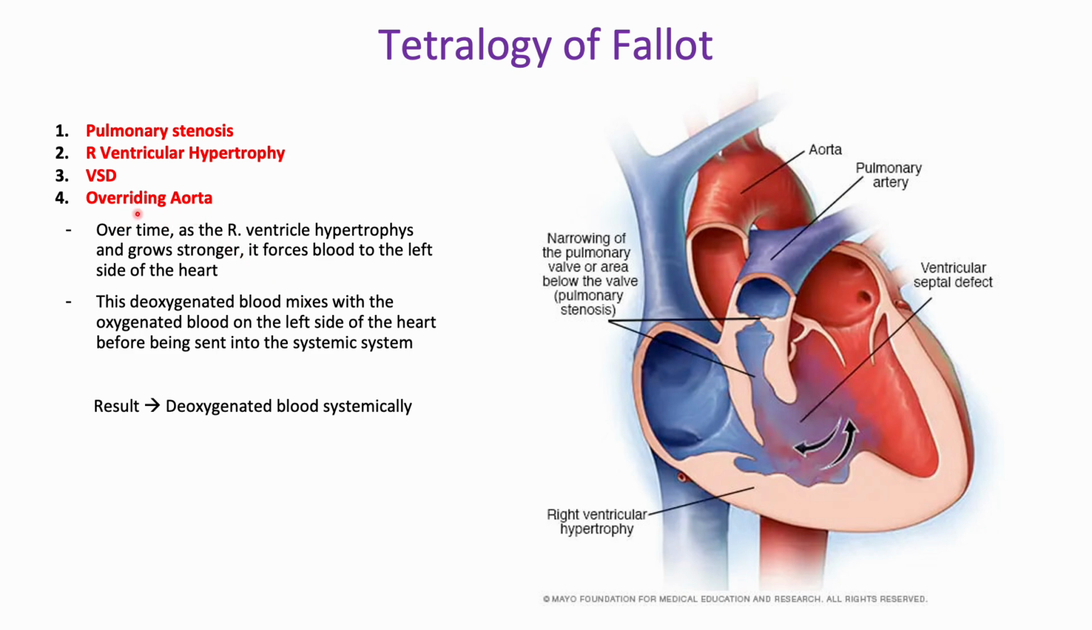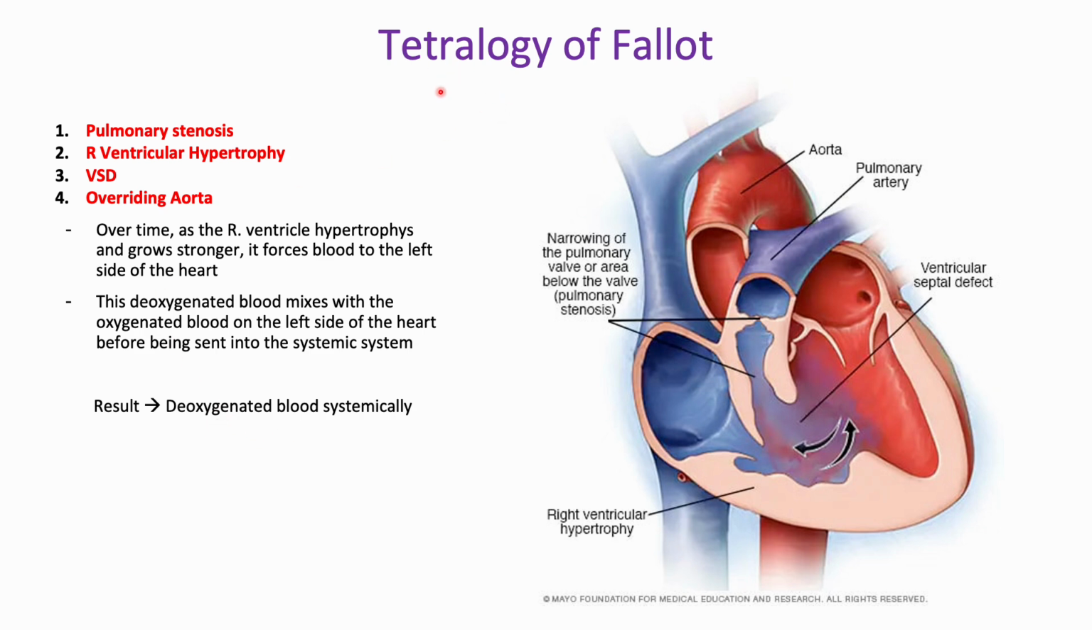At the same time, we're also going to get what we're going to call an overriding aorta. And an overriding aorta just means that the aorta is going to shift a little bit towards the right, and what's going to happen because of that is blood flow from the right ventricle is going to be able to go directly into the aorta. So, over time, as the right ventricle hypertrophies, it grows stronger, forces blood to the left side of the heart. So we're getting mixing of blood. The deoxygenated blood mixes with the oxygenated blood on the left side of the heart, and then is sent into systemic circulation. So now we have the end result of deoxygenated blood going systemically.